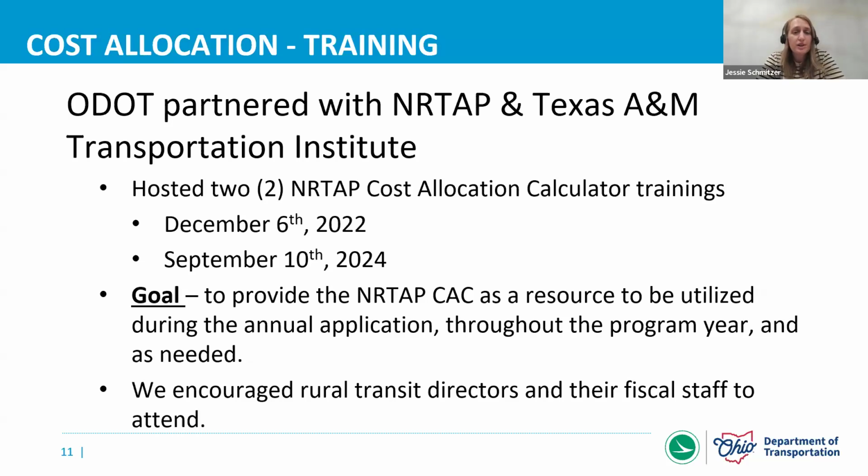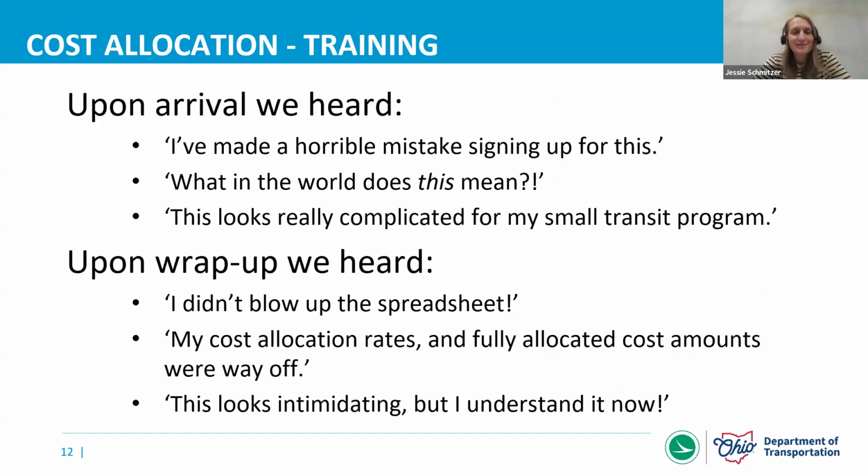So we decided to partner with National RTAP and Texas A&M Transportation Institute, and we hosted two National RTAP cost allocation calculator trainings for our subrecipients. We had one in December of 2022 and one in September of 2024. The goal was to provide the National RTAP CAC as a resource to be utilized during the annual application every year and throughout the program year as needed. So we encouraged both our rural transit directors and their fiscal staff to attend with them, willingly or unwillingly.